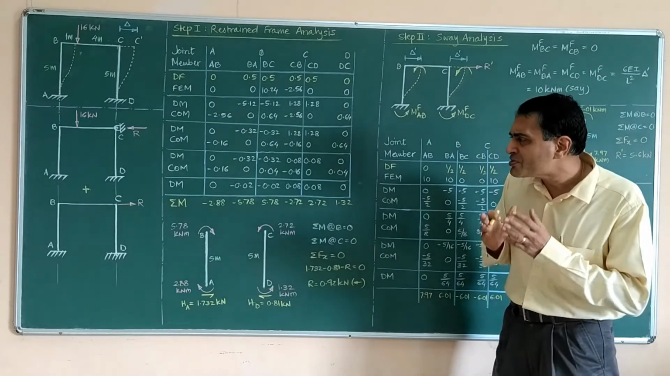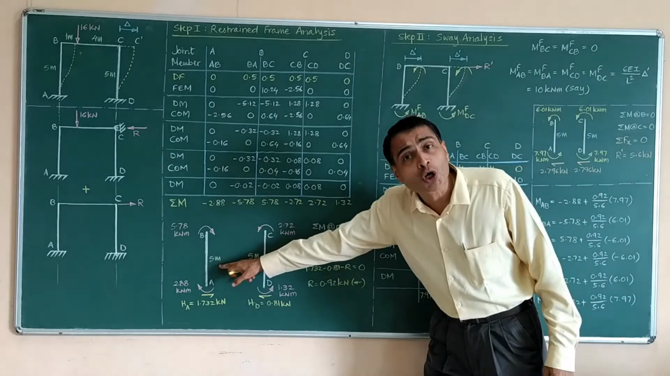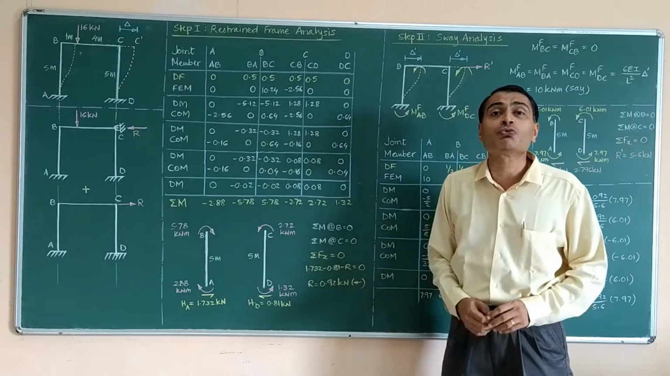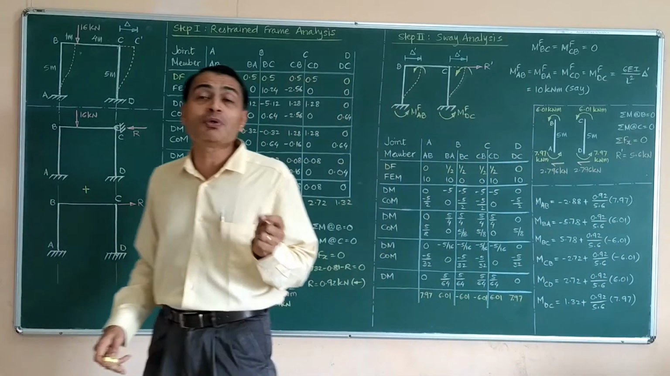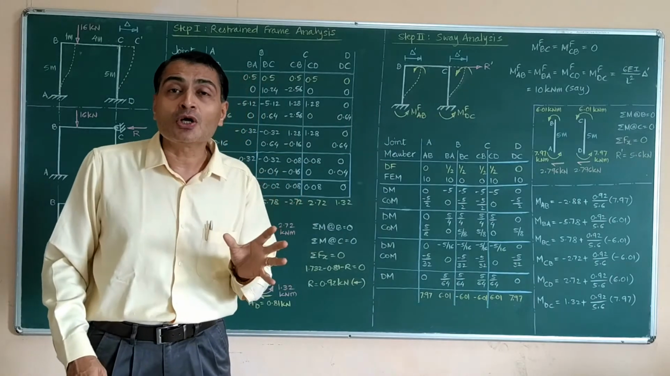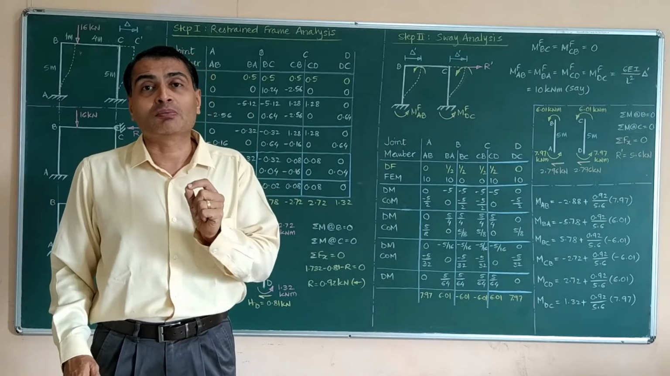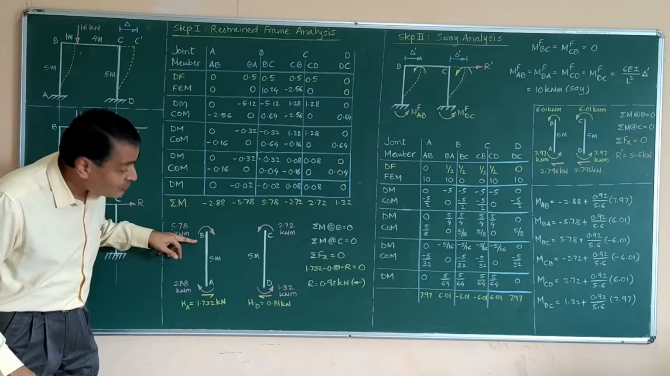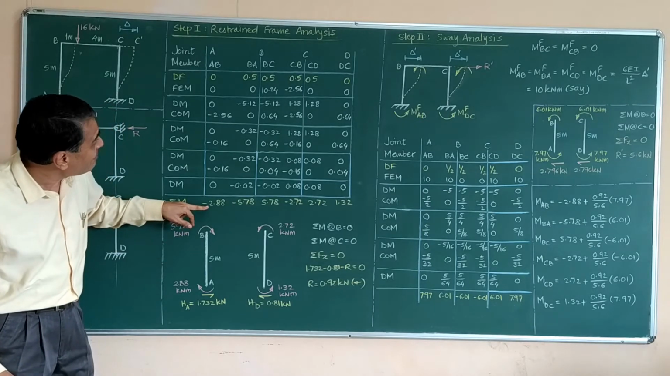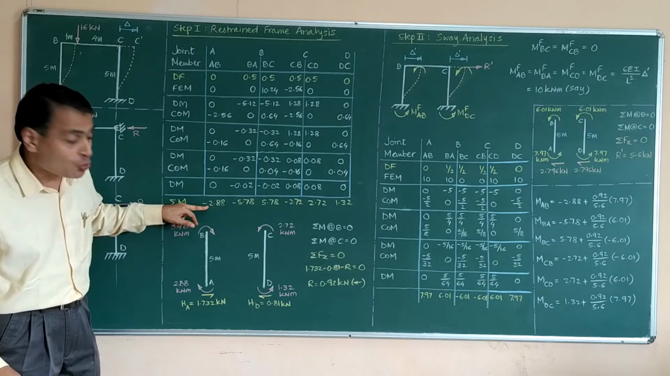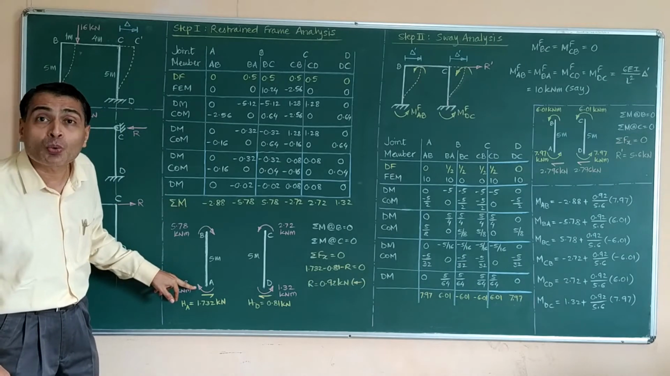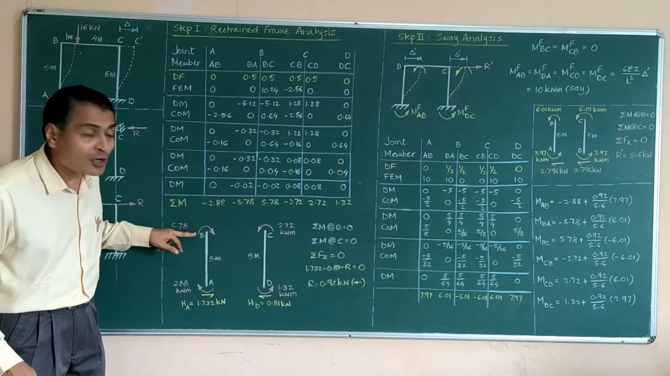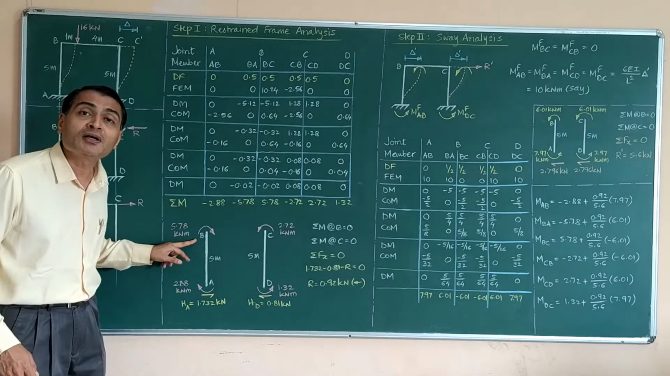What am I doing? I am simply drawing the FBD of column AB and the FBD of column CD. Observe this FBD carefully, listen to me carefully because I have not written each and everything. So if you miss some discussion, then you are likely to feel confused. FBD of AB: M of AB is negative 2.88, so I have shown clockwise 2.88. M of BA is negative 5.78, so I have shown clockwise 5.78.